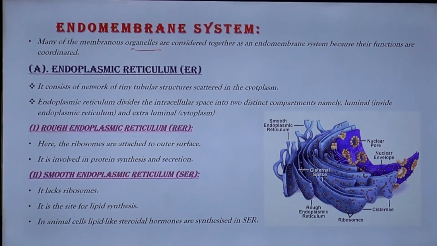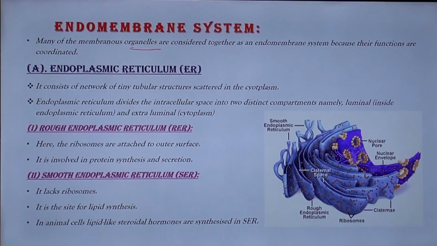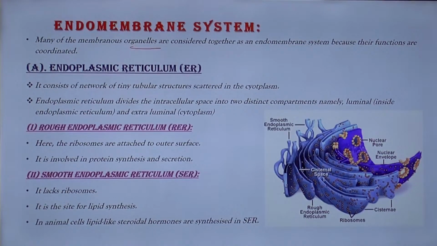It has several parts, like the endoplasmic reticulum, Golgi complex, and lysosomes. These are the cell organelles which connect together to form an endomembrane system. So we are going to see the functions of these organelles. The first organelle is the endoplasmic reticulum.